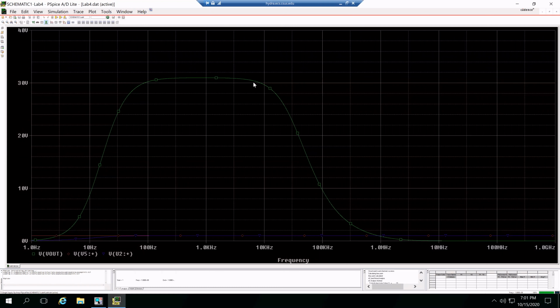Into this flat band region. Why does it roll off up here? That's the limit of your amplifier. That's the gain bandwidth limitation of your amplifier.